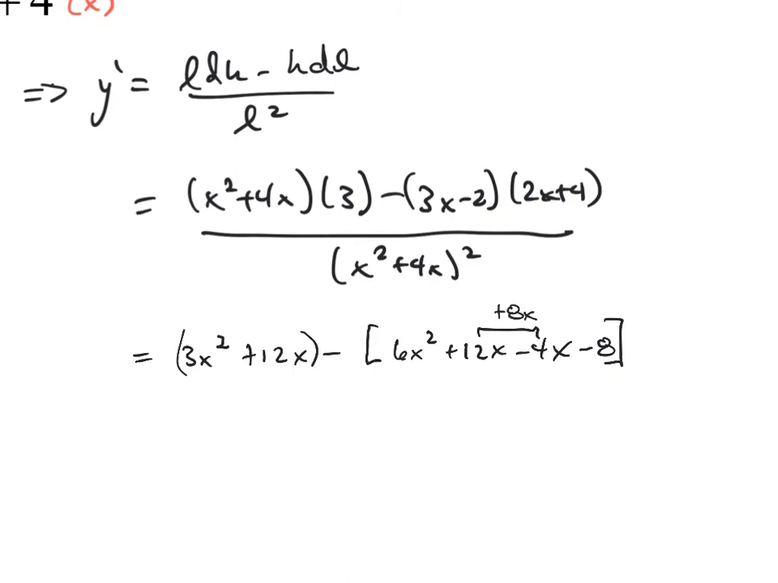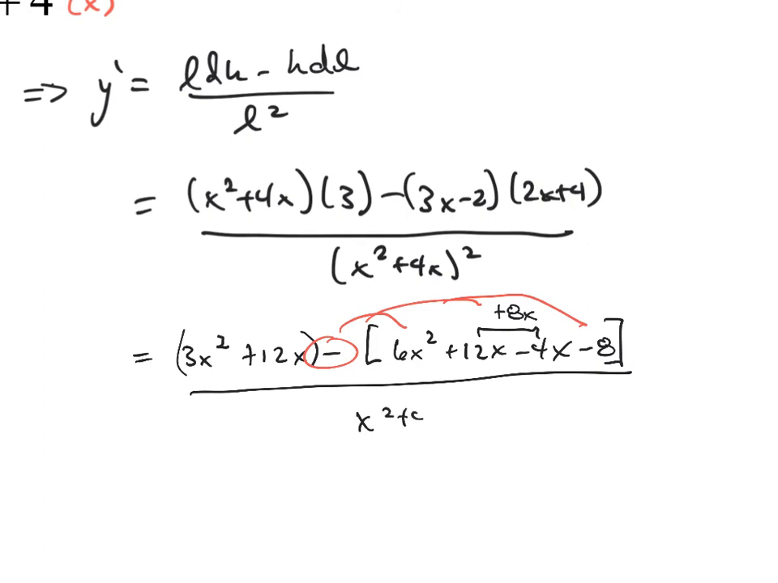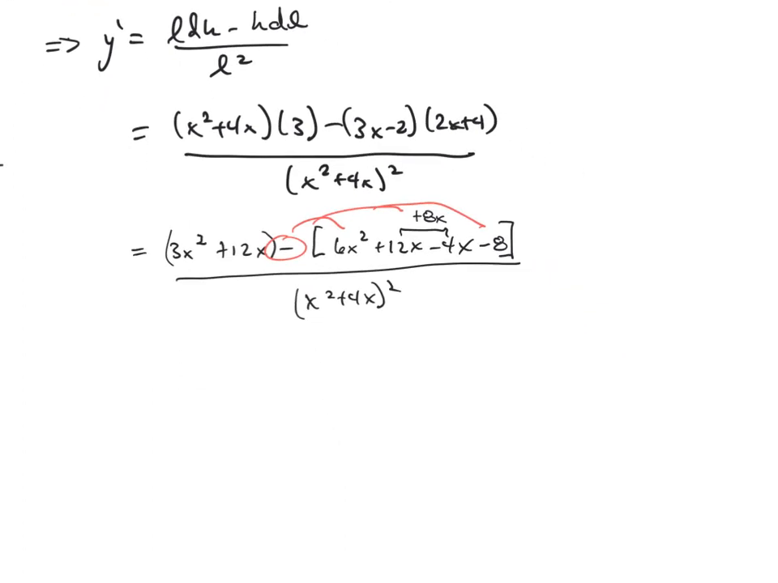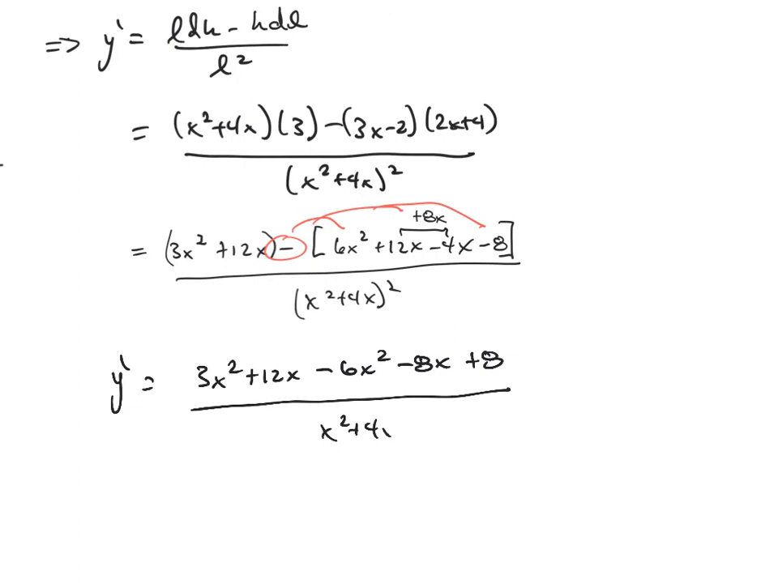Okay, now I need to distribute the negative through to those three terms. But remember, all of this is over, I apologize, x squared plus 4x quantity squared. But now I can distribute that negative. So let me come down here. Again, remember we're working with the derivative here. On top I'd have 3x squared plus 12x. Looks like I'd have a minus 6x squared. Distributing the negative, I'd have a minus 8x. And then I would have the positive 8, changing the sign of each one of those terms. All of this is over x squared plus 4x quantity squared.